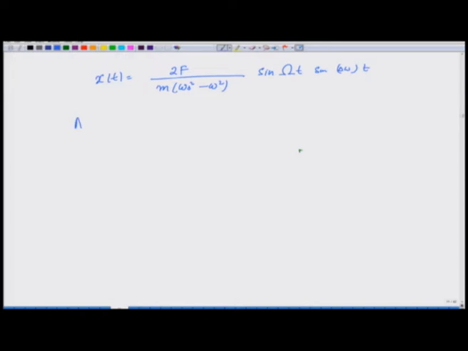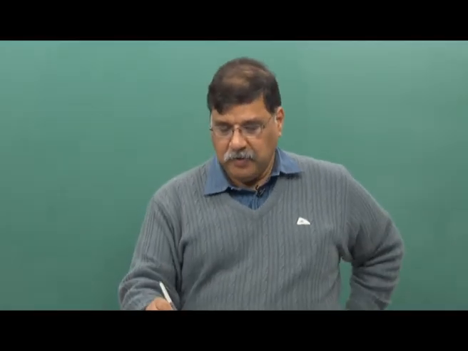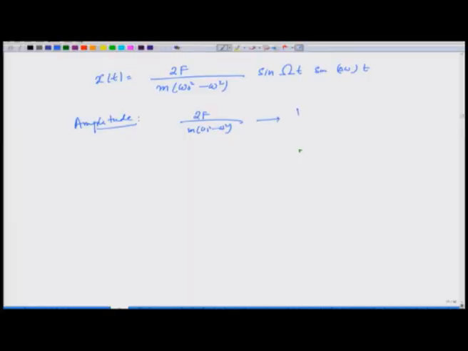Notice the amplitude. Amplitude is 2F over m (omega 0 square minus omega square). You will notice this omega 0 and omega are very close. This becomes very large if omega 0 approaches omega. This is the phenomenon of resonance.